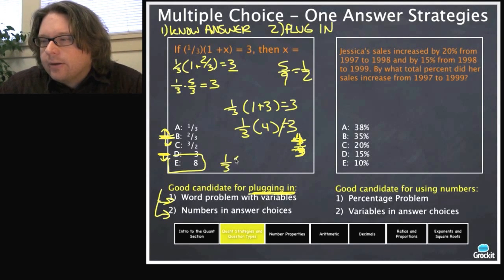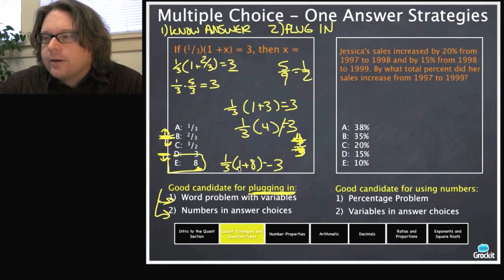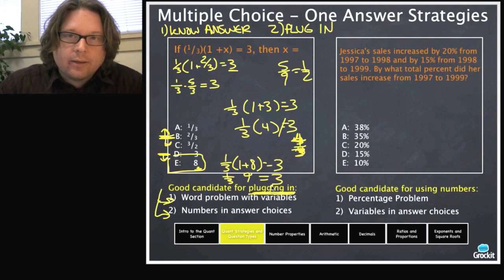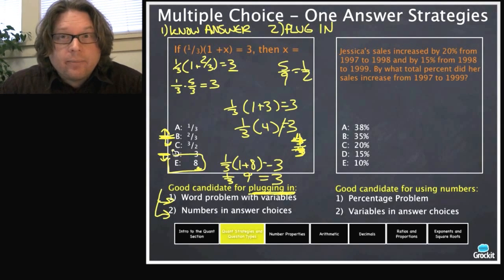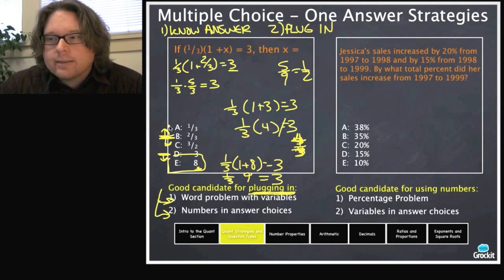So 1/3 of 1 plus 8, using this value in here, equals 3. Well, sure enough, this ends up being 1/3 of 9. 1/3 of 9 is 3. So that's how that works. Can get you a lot of points on test day. So just practice this strategy.